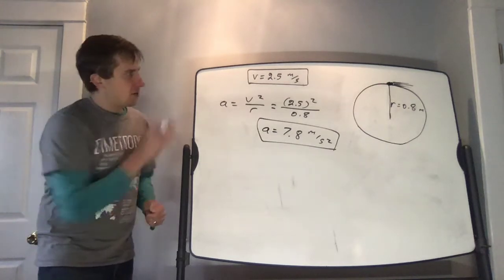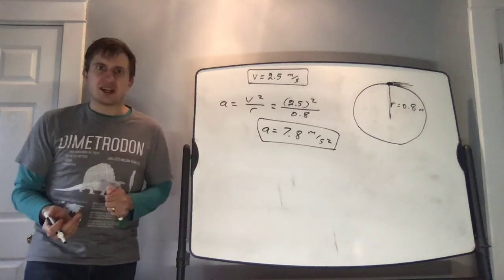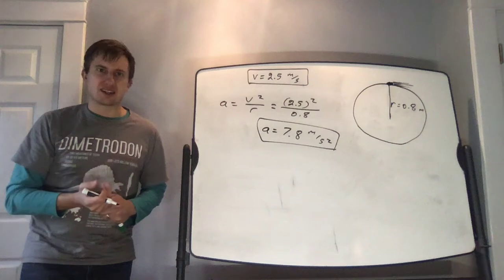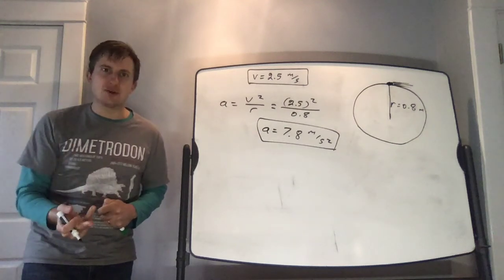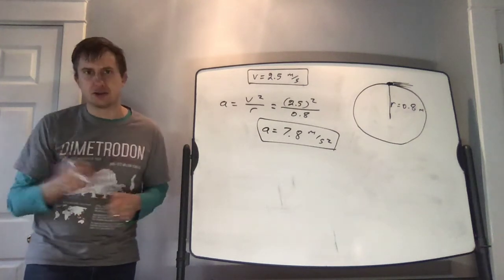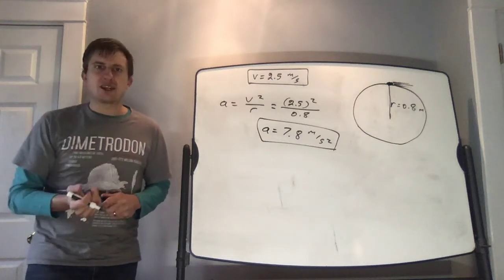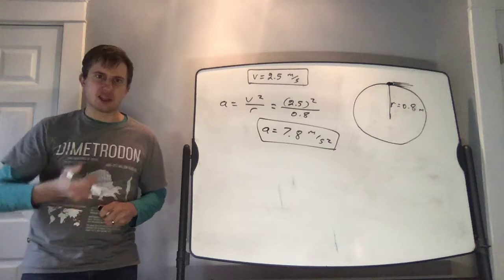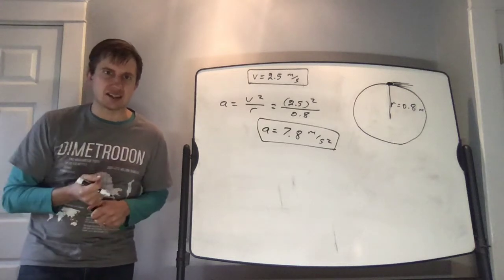But when I talk about circular motion specifically, sometimes it is more convenient to talk about the component of acceleration that is in the same direction as velocity or parallel to velocity. And sometimes it's good to talk about the component of an object's acceleration that is perpendicular to the object's velocity.